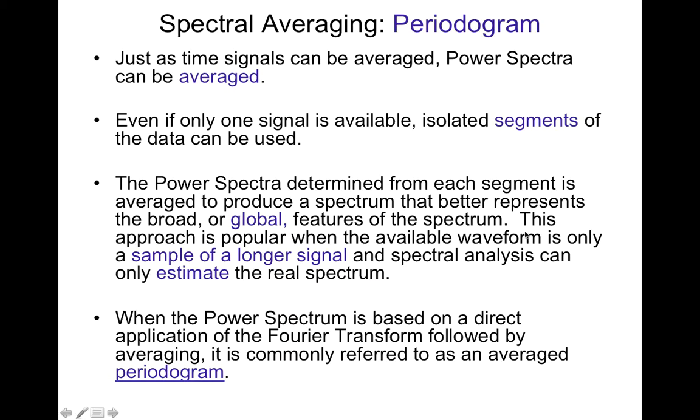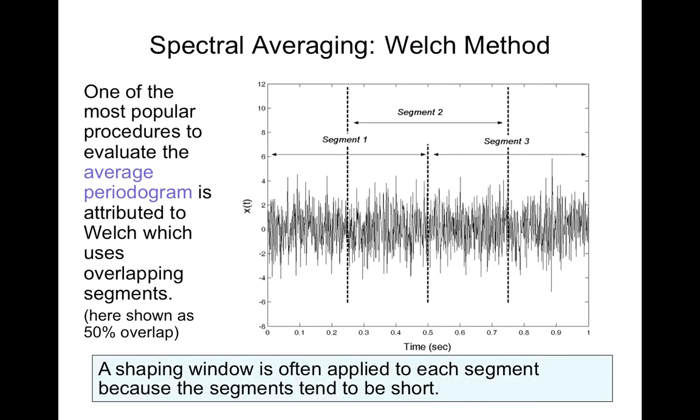So just like we can average time signals, we can average power spectrum as well. Even if we have only one signal, we can take segments of the data and use averaging. So the power spectrum determined from each segment is used to produce a spectrum that better represents the broad or the global features of the spectrum. This is popular when the waveform is just a sample of a longer signal, and spectral analysis can only estimate the real spectrum. When the power spectrum is based on a direct application of the Fourier transform, followed by averaging, it's referred to as an averaged periodogram.